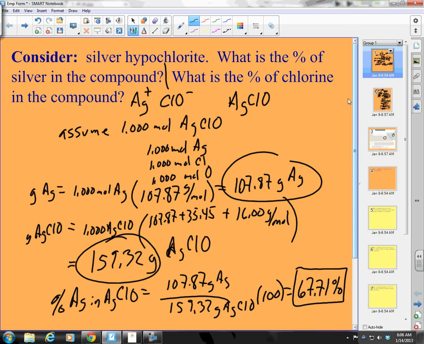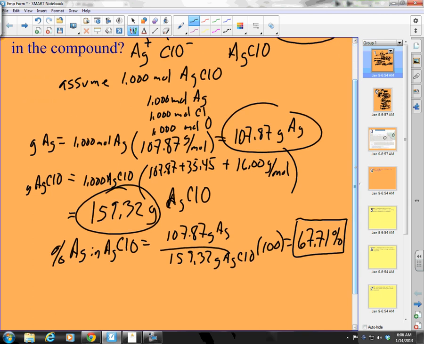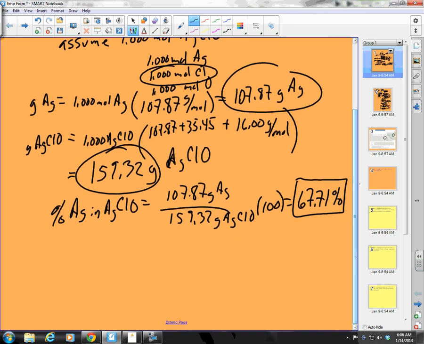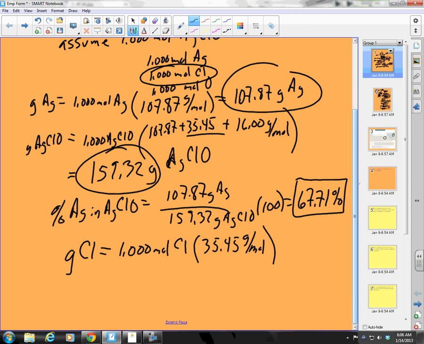Now, how is this different for the next part? I want the percentage of chlorine. Well, what am I going to do? I have how many moles of chlorine in this? So I have 1 mole of chlorine, and I want to get grams of chlorine. Grams of chlorine is equal to 1.000 moles of chlorine times the molar mass of chlorine, 35.45 grams per mole. I got that from the periodic table, but it also shows up right there. And so that means I would have what? 35.45 grams of chlorine.